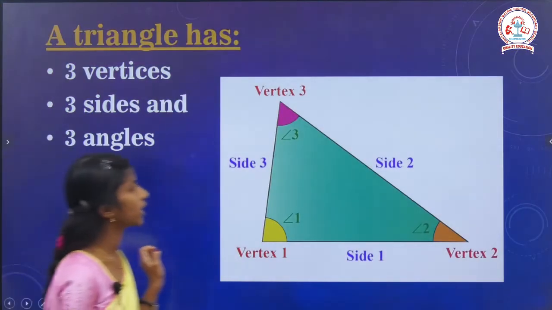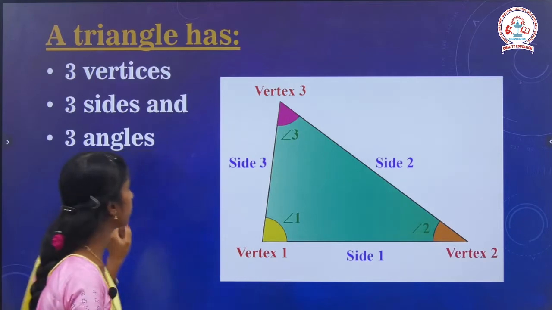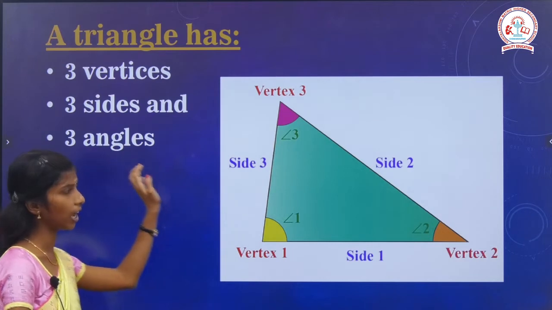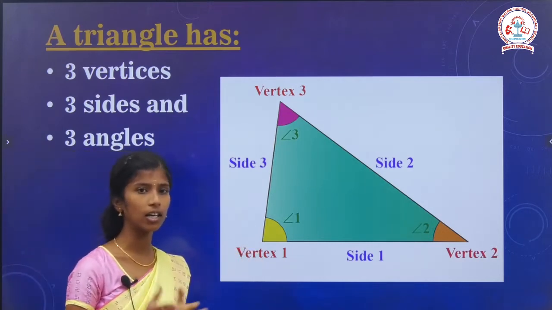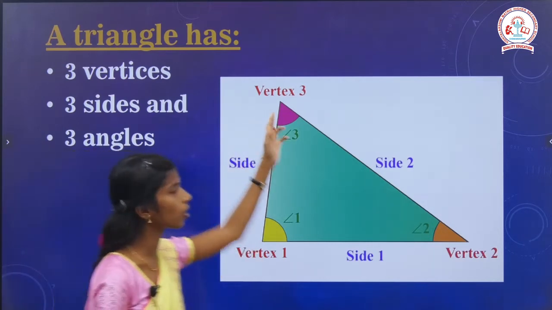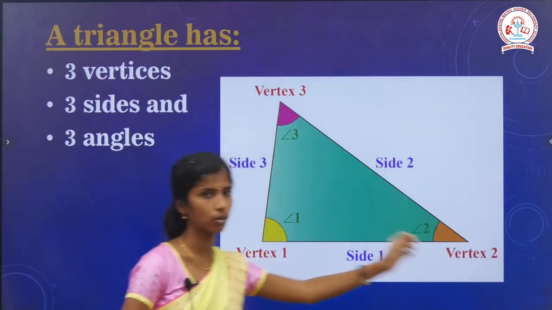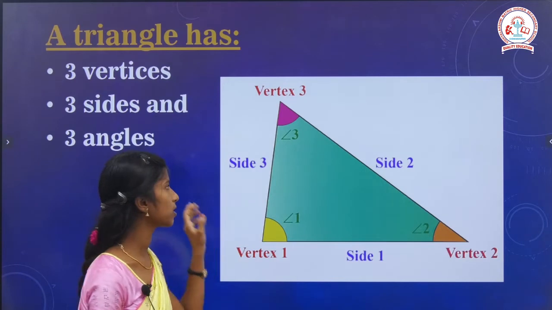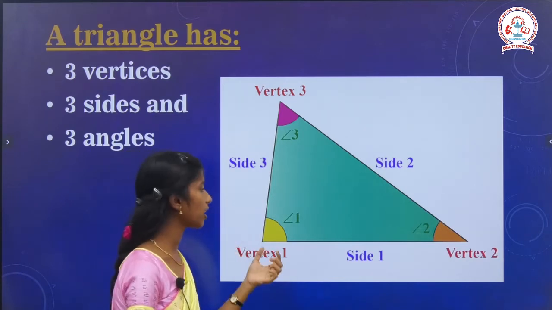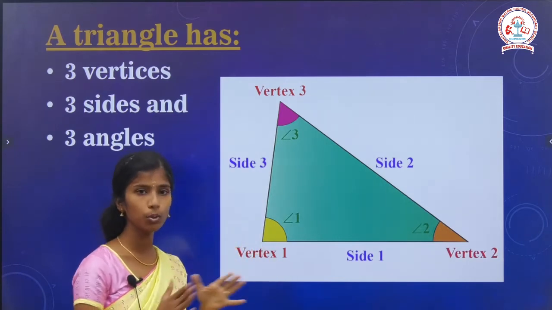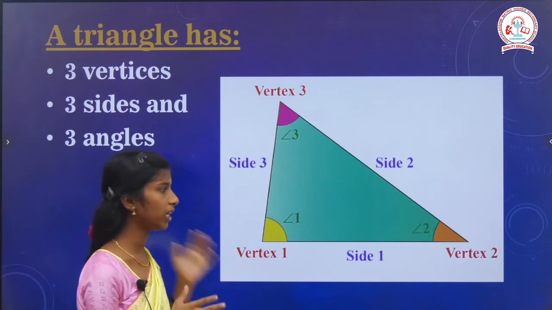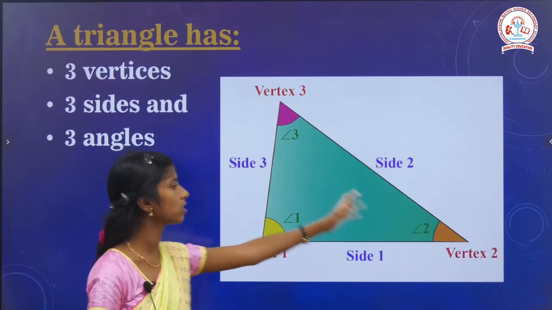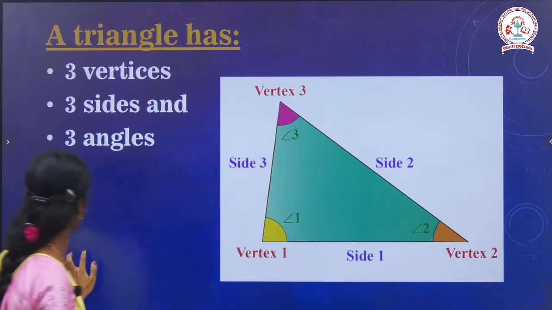Then a triangle has three parts: three vertices, three sides, and three angles. Vertices are nothing but the corners. The corners are known as vertex. The sides means the line segments. Line segments are known as the sides. Angles means when two line segments or lines meet each other, they form an angle like this. The triangle has three angles.